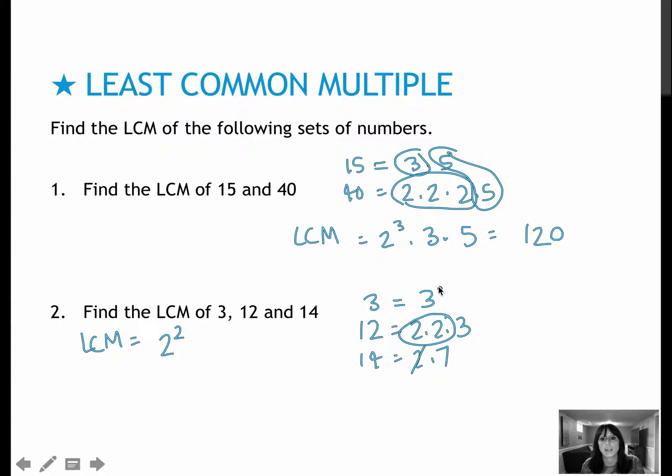So 2 happens twice, 3 happens once per number, but it doesn't matter, once in a number, and then 7 happens once. So that's my LCM. So it's very easy to add the extra 2 because I've got this 2 down here, but I'm looking for the most number of times that 2 happens to use in the question. So I'm really just going to multiply 2 times itself, so 2 times 2 is 4, and then times 3 is 12. 12 times 7 is 84, and that would be my least common multiple.